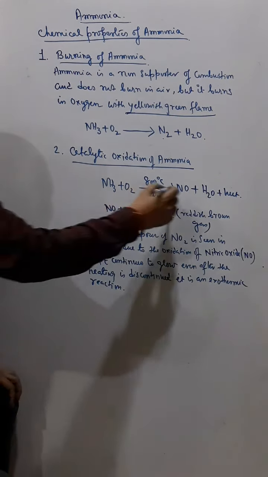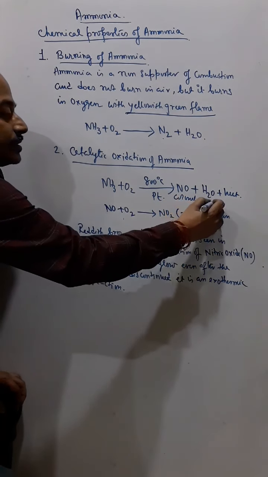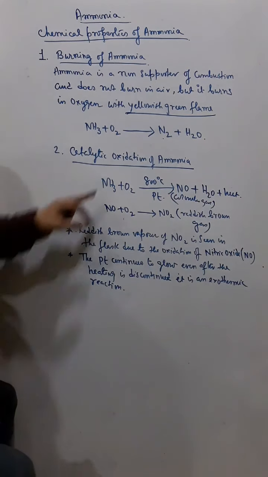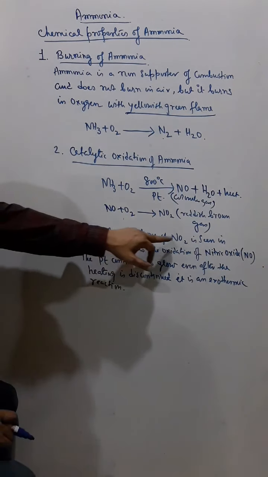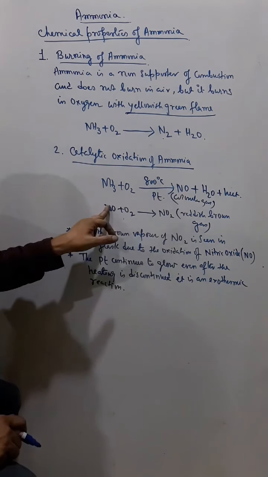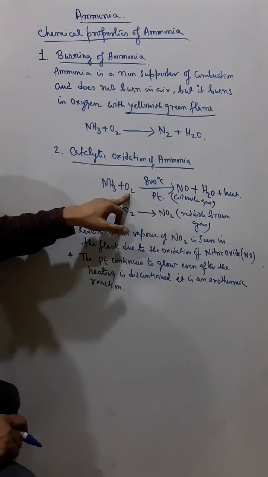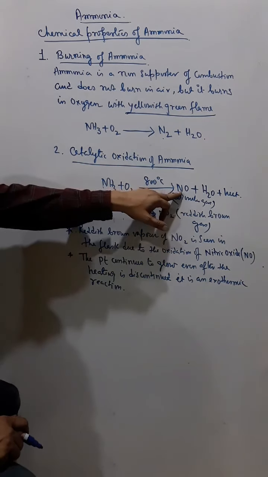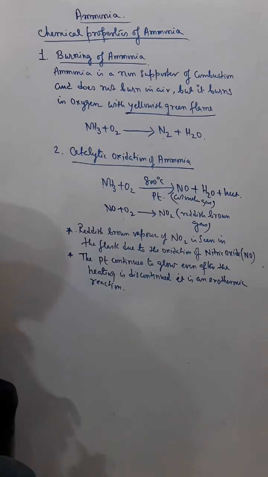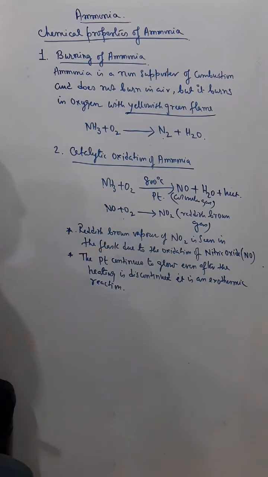And this nitric oxide is a colorless gas. But after the reaction, a reddish brown vapor of nitrogen dioxide is seen because the colorless nitric oxide is further oxidized to nitrogen dioxide. Because of the oxygen that is present, first we get nitric oxide, and then that nitric oxide oxidizes to nitrogen dioxide, and hence reddish brown vapors of nitrogen dioxide are seen in the flask due to the oxidation of nitric oxide.